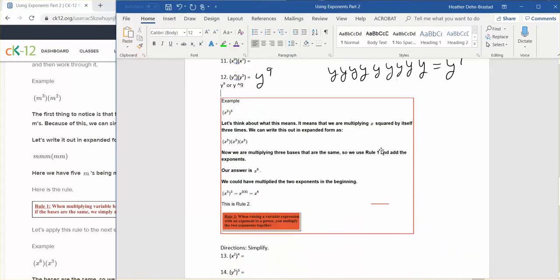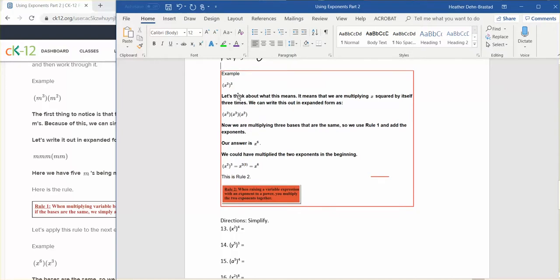Okay, there's one more thing we're going to look at in this worksheet, and that is when you raise a power to another power. So let's look at this in expanded form. And again, this matches the example from your book. So we have x to the 2nd power raised to the 3rd power. So in expanded form, that means x to the 2nd power times x to the 2nd power times x to the 2nd power, because to the 3rd power means that we have to repeatedly multiply it 3 times.